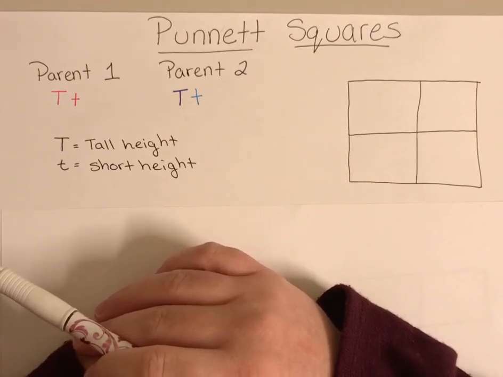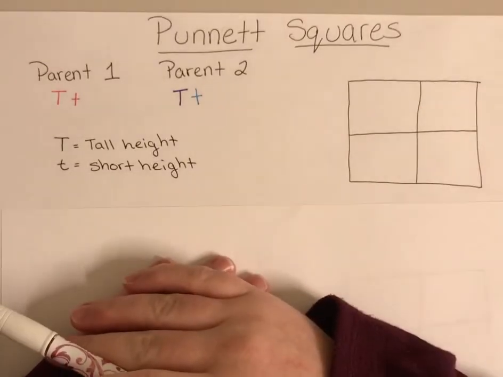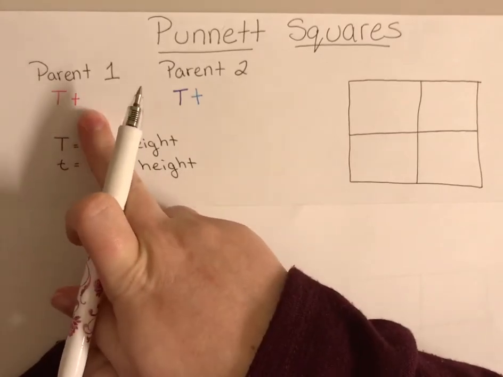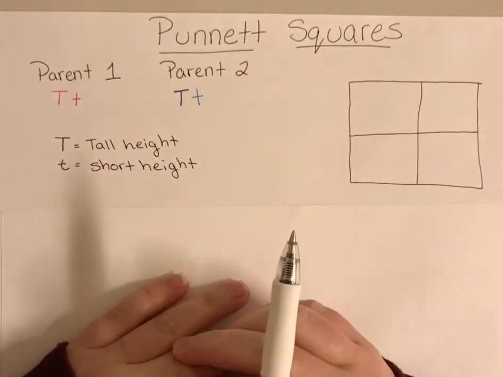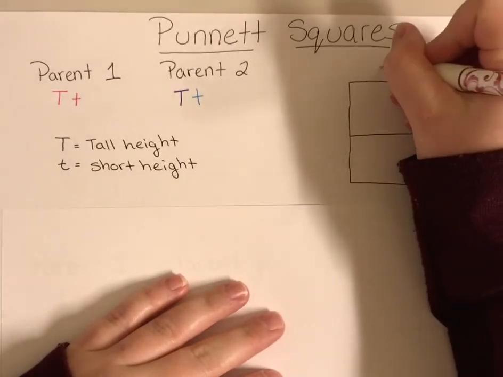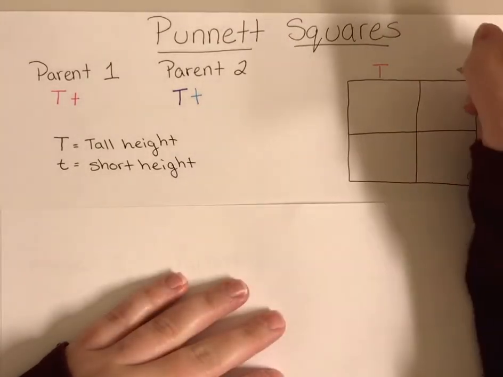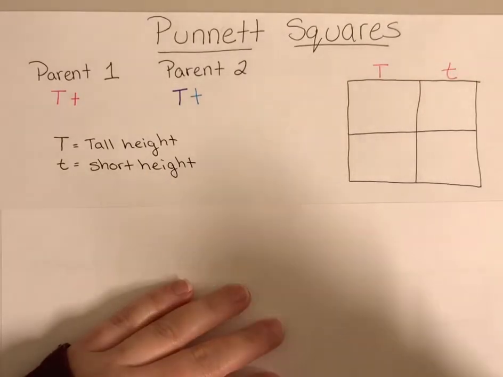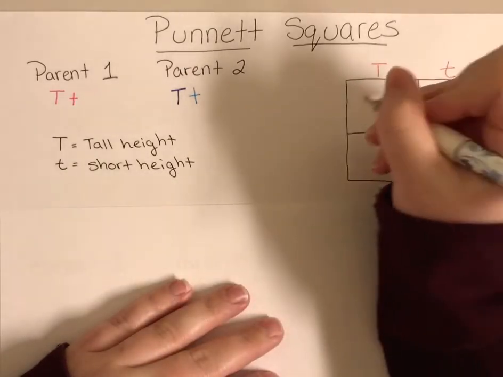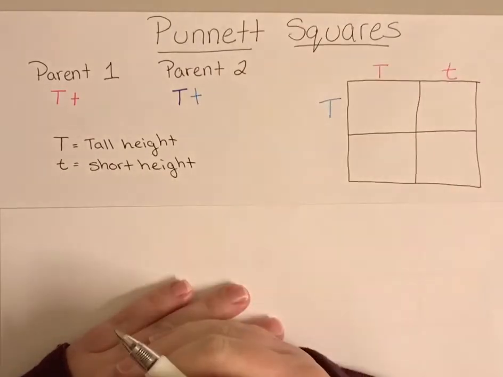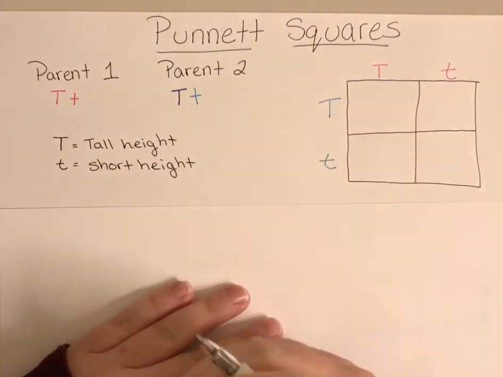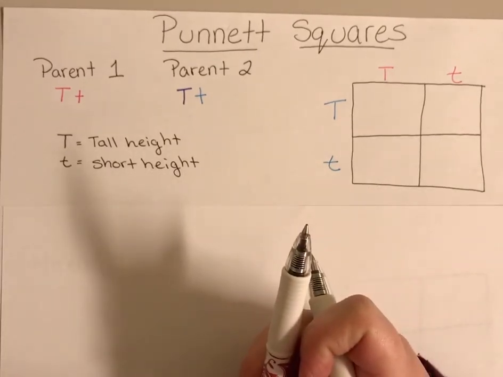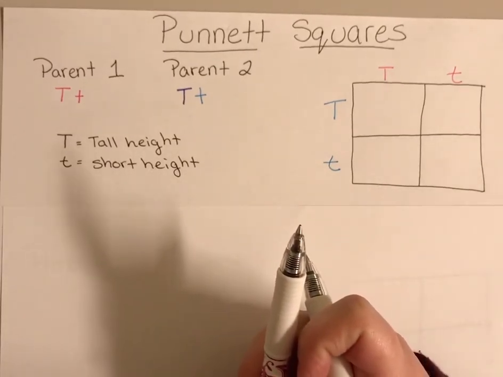So now what we want to find out is what's going to happen with the offspring when these two parents come together. So we're going to take parent 1's alleles, and we're going to put those across the top of the Punnett square. So the first allele, the big T, will go there, and the second allele, the little t, is going to go there. All right. Then we're going to take parent 2's alleles, and we're going to put the first one here, and the second one there. So now what we're going to do is determine the percentage of offspring that will be short and then will be tall.